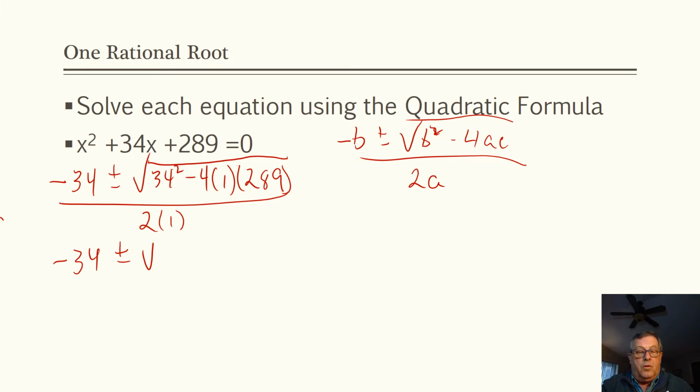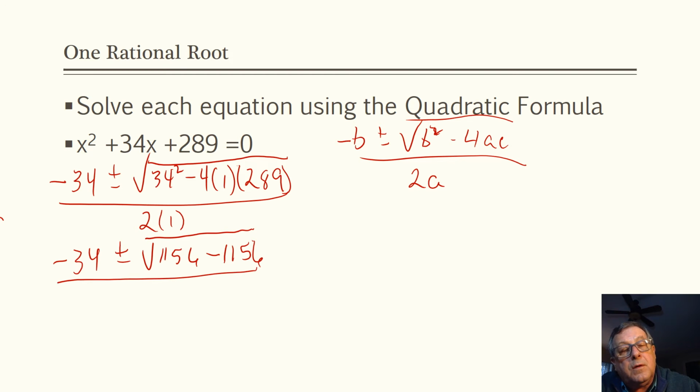wow, 34 squared. What is 34 squared? Well, it's 1,156. Negative 4 times 1, well, that's negative 4. And negative 4 times 289, well, Shazam, that's negative 1156. Should have expected that, since we're already told we're just going to find one rational root.